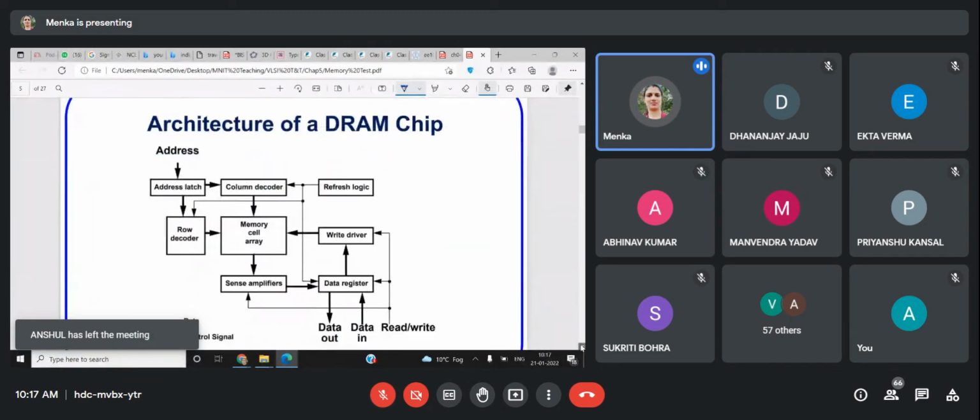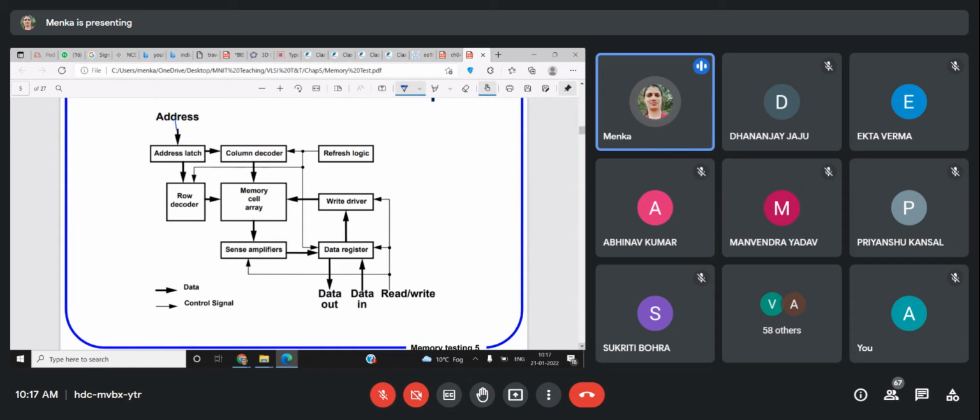So that's not actually market friendly. Okay, so this is a simple architecture of a DRAM chip, dynamic random access memory chip. Its architecture is given to you. You have the address bar, and the address latch is there. Then the address latch will go to the column decoder and row decoder, because the main memory is like this.